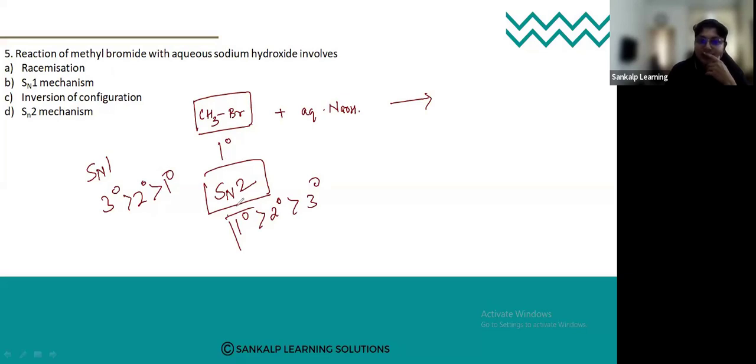So in the SN2 mechanism, what is involved? There is a transition state taking place. That is what will happen.